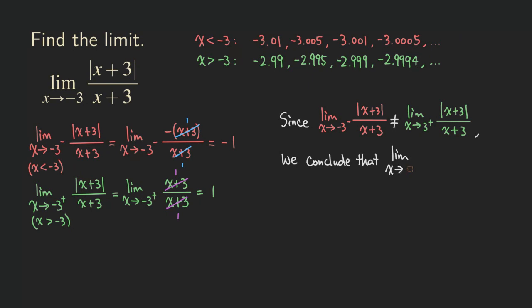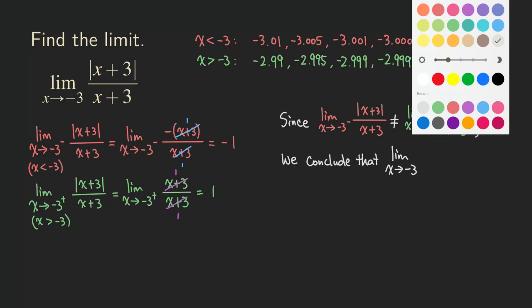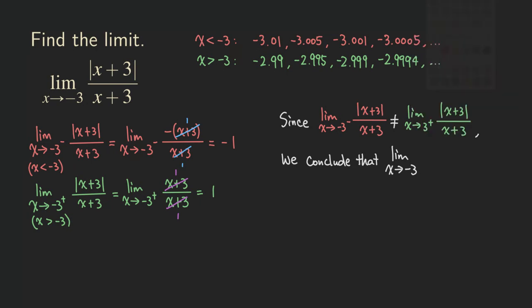Actually it should be -3, right? I think it's missing the minus sign for this one right here. It should be -3, so that's missing a minus sign right here. Let me redraw that -3. Okay, the two-sided limit does not exist. And then we're finished with the problem.